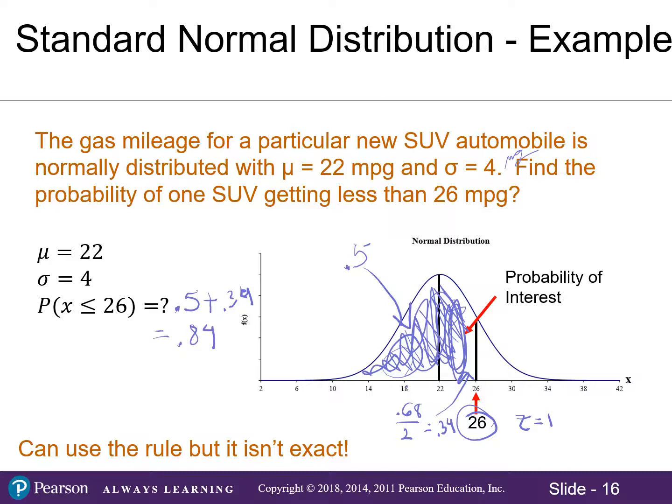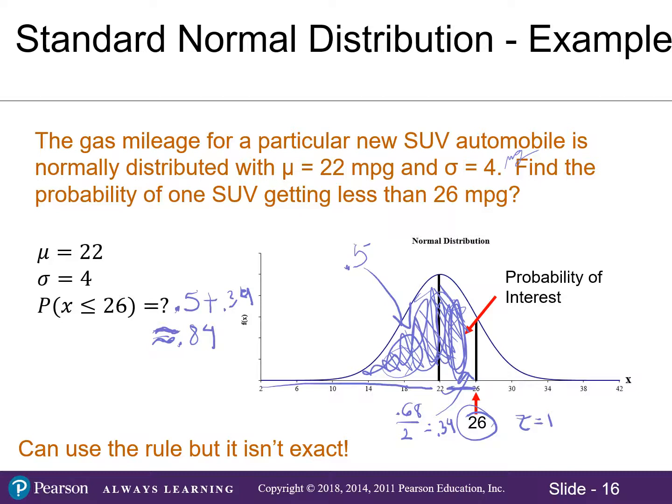Let's actually calculate it using the tables, because that will be more exact than estimating using the rule. So this is approximate. Just to recap what I did here: the stuff over here is half the distribution, so 0.5, and the stuff between here is half of the 68% of the empirical rule. So I just take that and divide it in half, and then I combine those two to get 0.84. I can use the rule, but it isn't exact. It's not perfect.